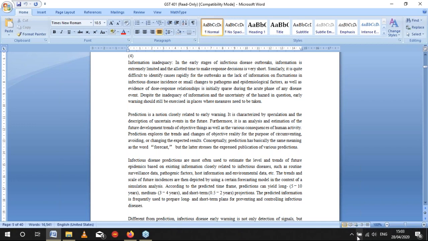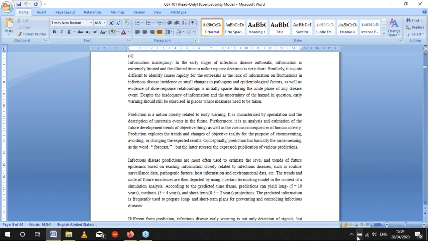I repeat, early warning methods are based on easily available and limited information, and it leads to qualitative results. While that of prediction, they have more extensive information which can be used to build more complex forecasting models. In other words, the results can be presented qualitatively, but are usually expressed quantitatively.